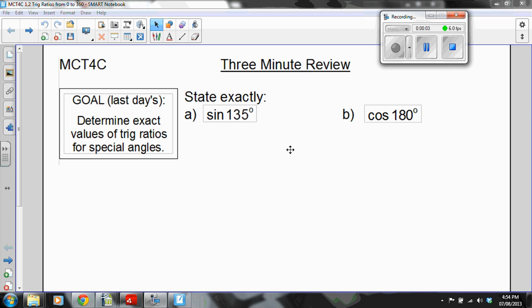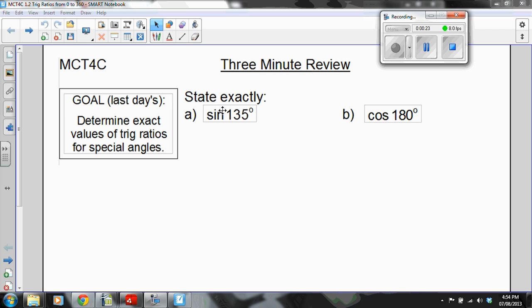Okay, MCT4C, lesson 1.2. This is day 3. Yesterday, we determined exact values of trig ratios for special angles, and here are 2 very typical examples. And we actually learned quite a few concepts yesterday, and we'll see most of those in the 3-minute review today.